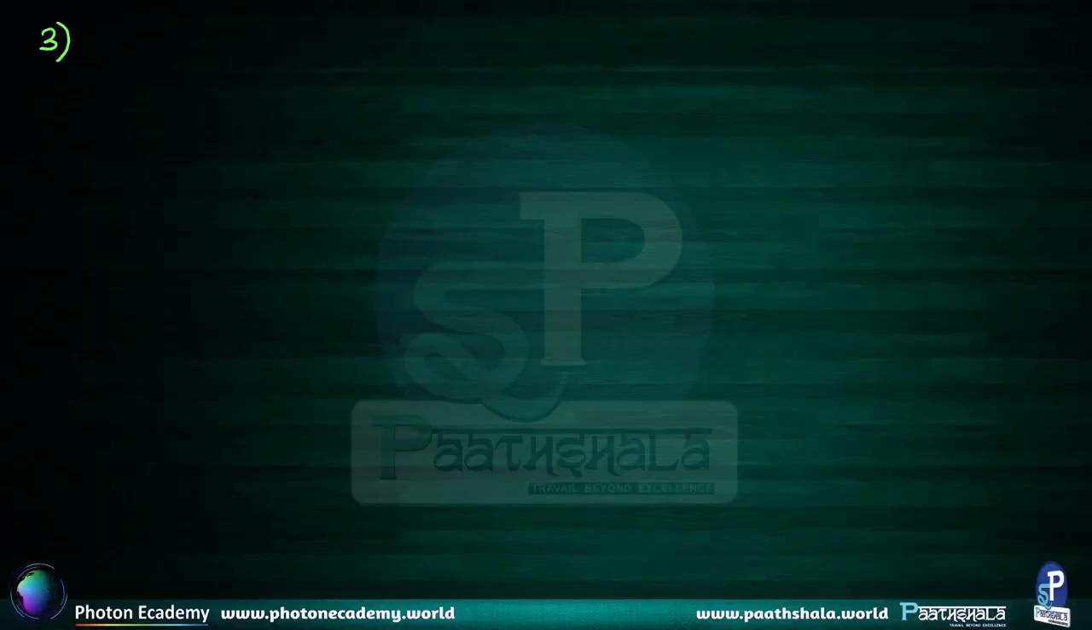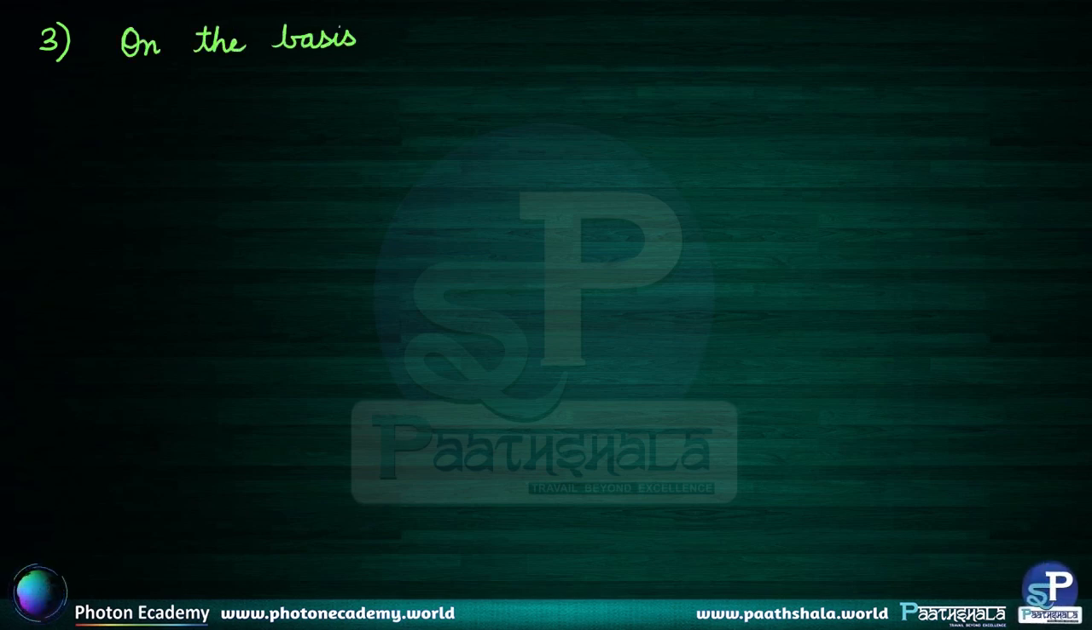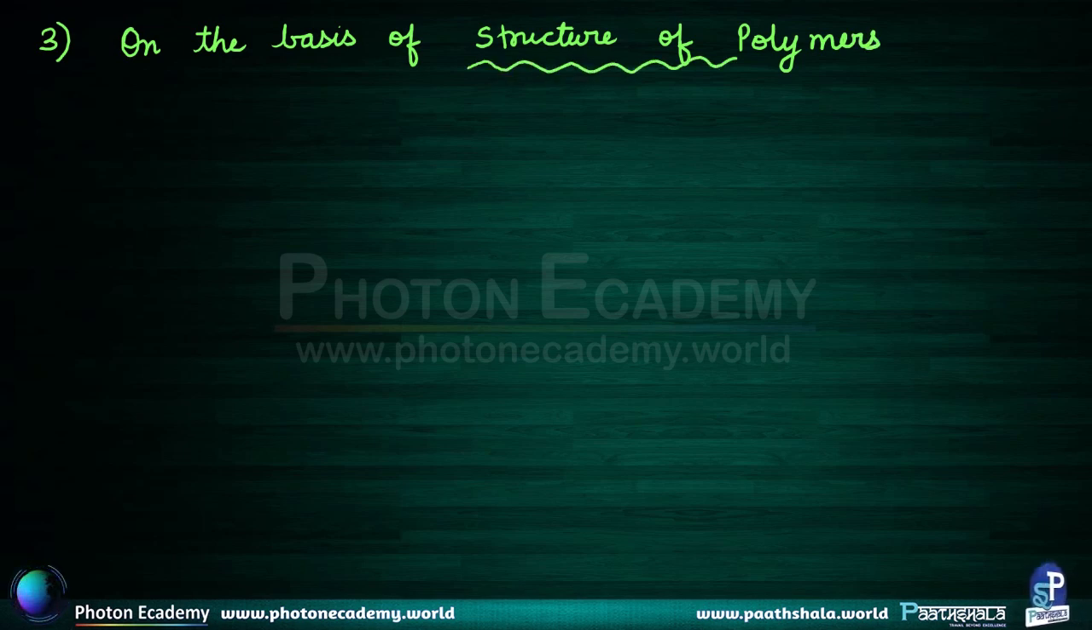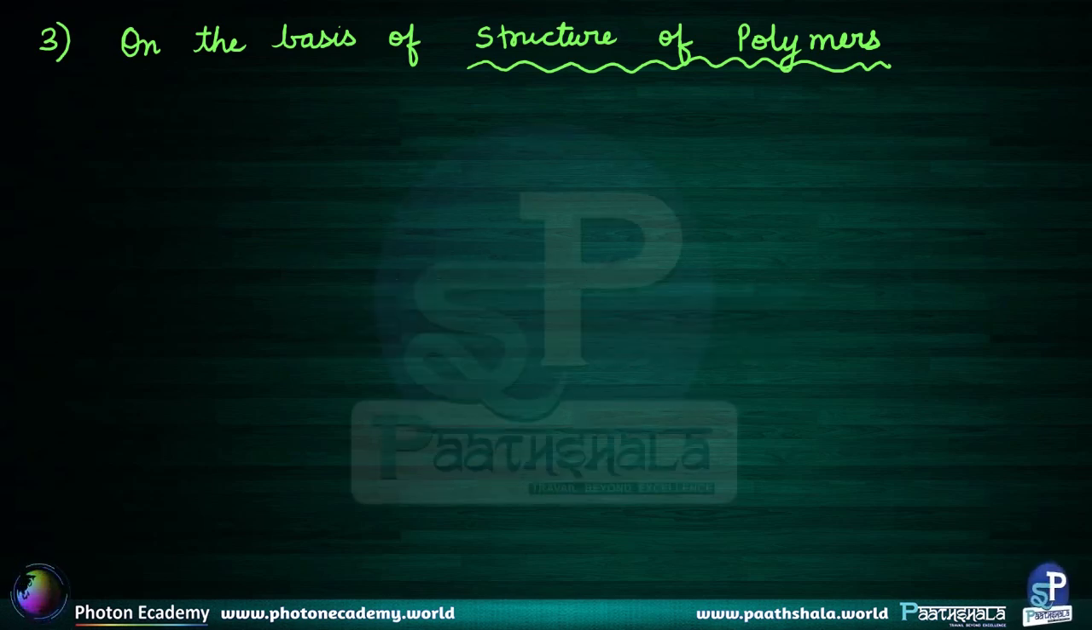Now, if we move on to the next classification of polymers, it is done on the basis of structure of polymers. If we see polymers on the basis of their structure, they can again be divided into three subcategories, namely linear, branched, and cross-linked. Let us see them one by one.